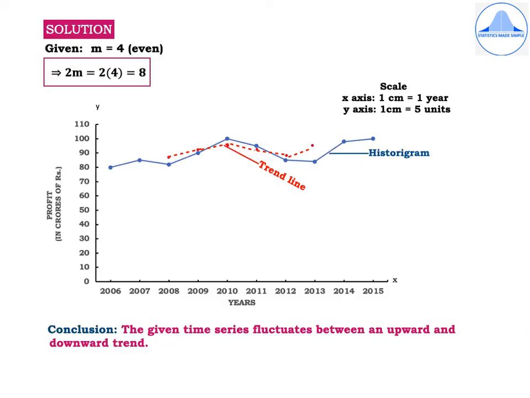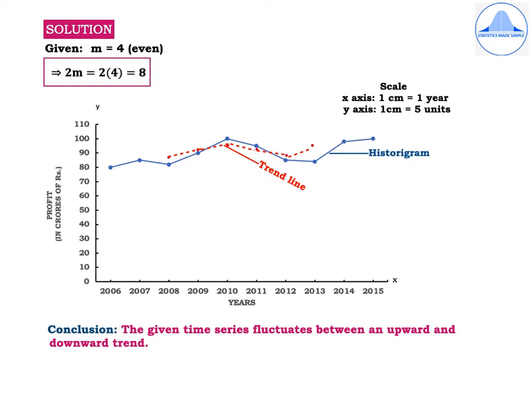So as a part of the solution, write given m equal to 4, which is even. Then you know that to find out the 4 yearly moving averages, we need the value of 2m, which is 2 into 4 is equal to 8. Now for this particular problem, we also need to draw or plot the actual values and the trend values. Let us draw the graph.